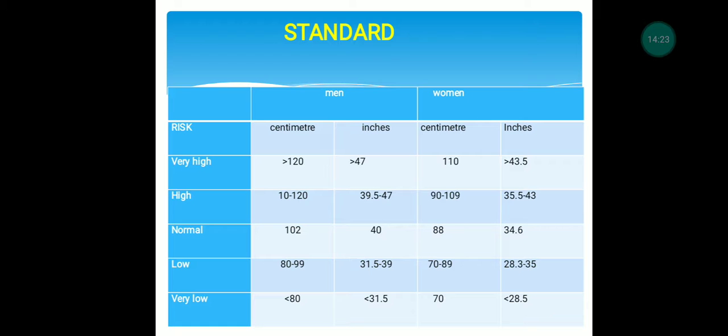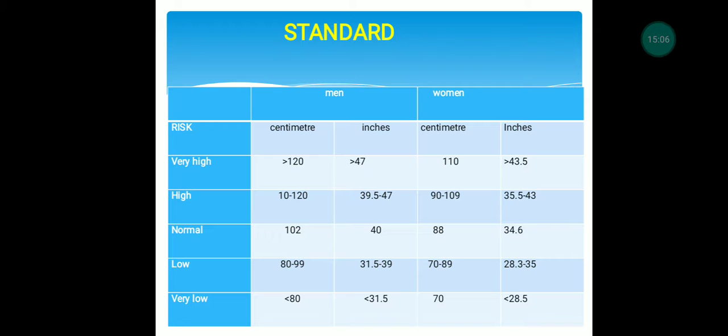So that is high risk. Normal: 102 centimeters and 40 inches for men, and 88 centimeters and 34.6 inches in women. So that is normal risk. Low is 80 to 99 centimeters and 31.5 to 39 inches in men, and 70 to 89 centimeters and 28.3 to 35 inches in women. So that is low risk.